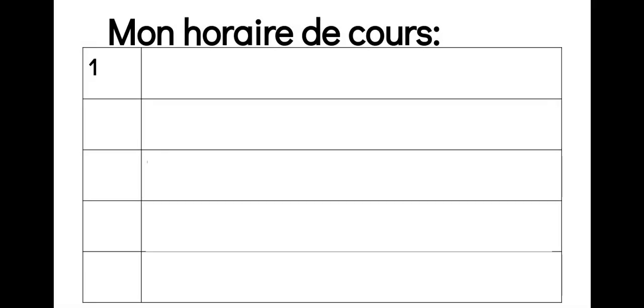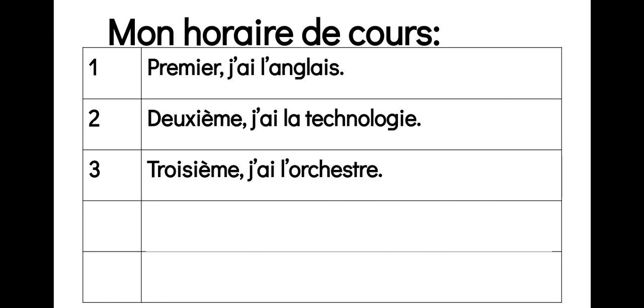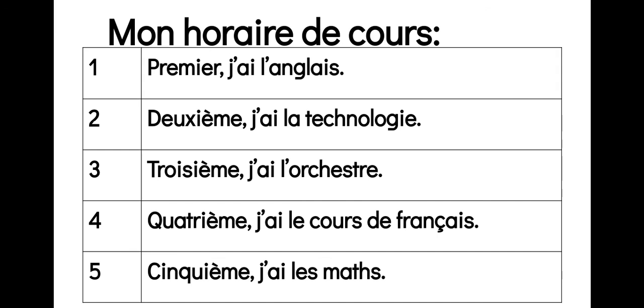Alors, donc mon horaire de course. Mon horaire de course. Course we know means class or classes. So mon horaire de course would be my class schedule. So your class schedule might be something like this. Premier, j'ai l'anglais. Deuxième, j'ai la technologie. Troisième, j'ai l'orchestre. Quatrième, j'ai le cours de français. Et cinquième, j'ai les maths.